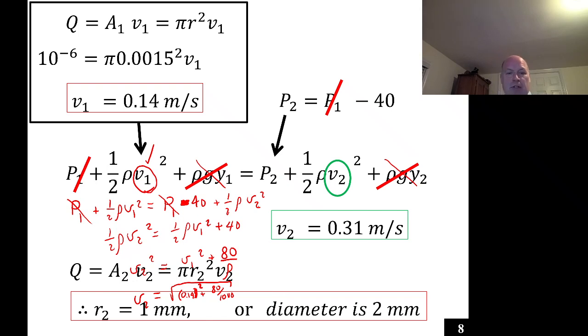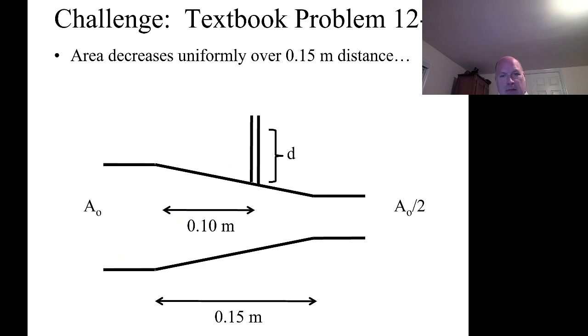And you work this out, and you'll get that once you figure out the velocities, you use this flow rate equation that I've written over, and you get the 2 millimeter diameter. Okay, so that's a classic problem.